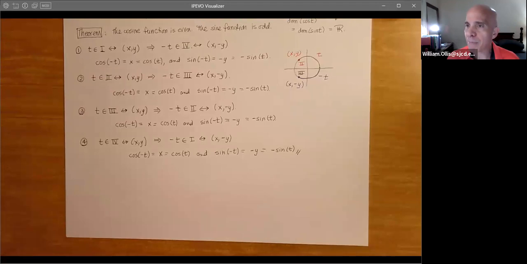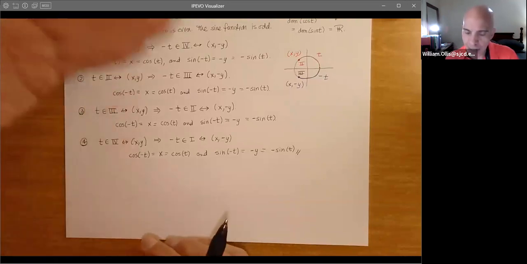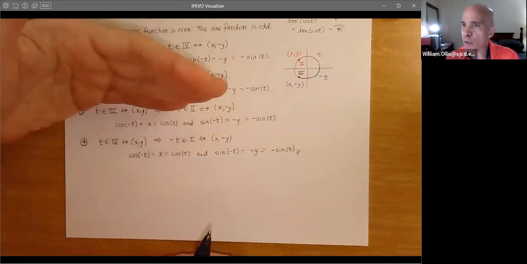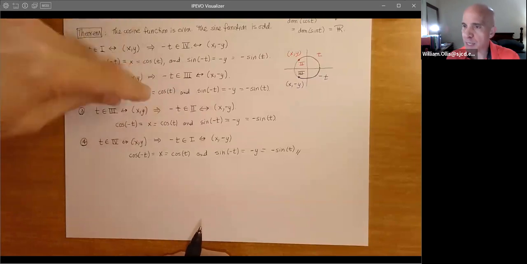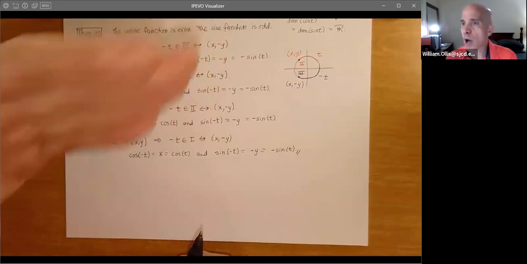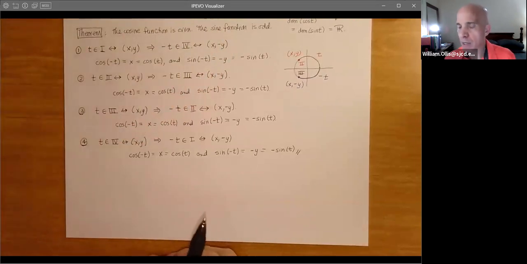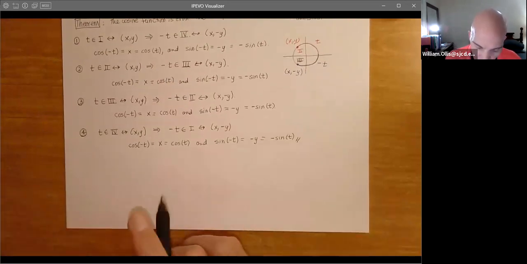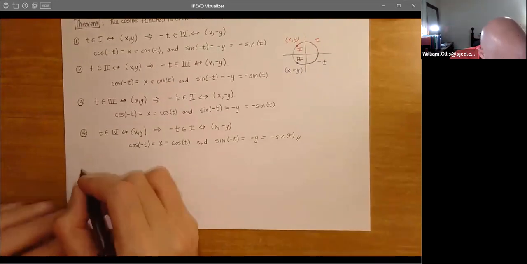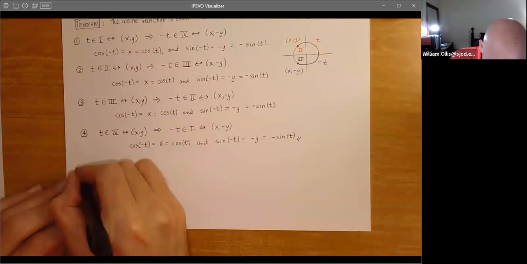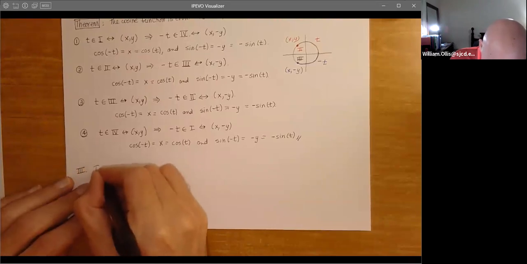Now I want to make a few comments here. If we know sine and cosine pretty well, we can see that if we define the other four trig functions in terms of these, the even and the odd qualities will pass to them. So let's go ahead and do that. Now, here's our next definition, and let me just call this Roman numeral 3. This is going to be the tangent function.